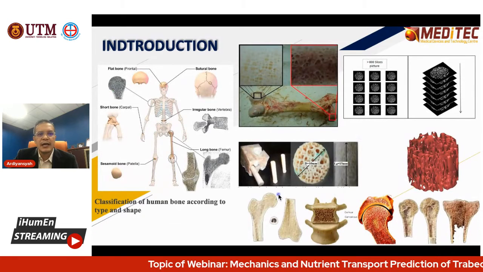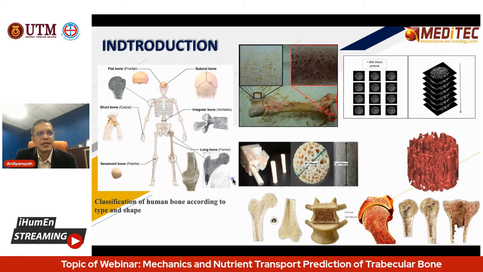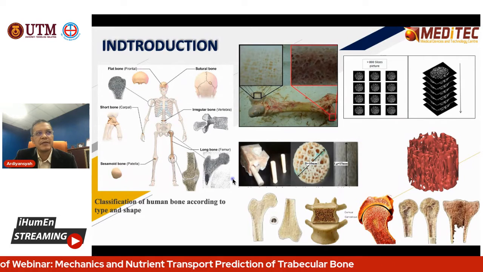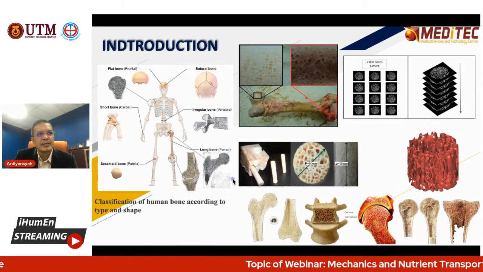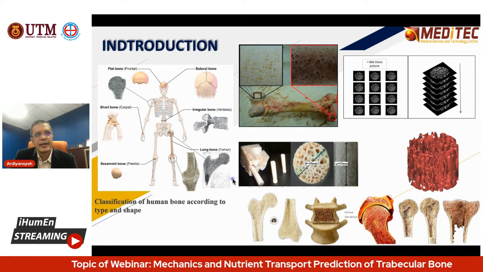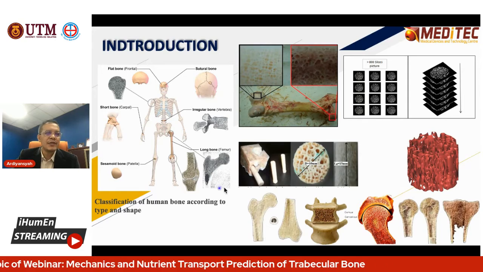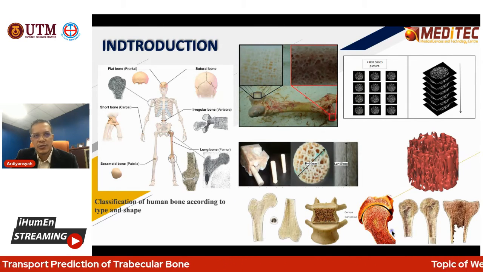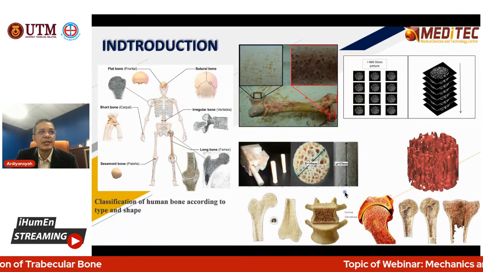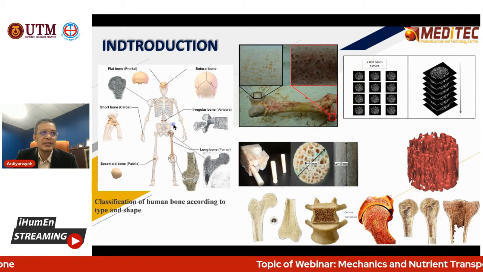This is the types of bones: the classification of human bone according to type and shape. The flat bones, sutural bones, short bones, irregular bones, sesamoid bones, and the long bones. In every joint there is what we call trabecular bone. In every joint of these bones there is cortical bone and trabecular bone.